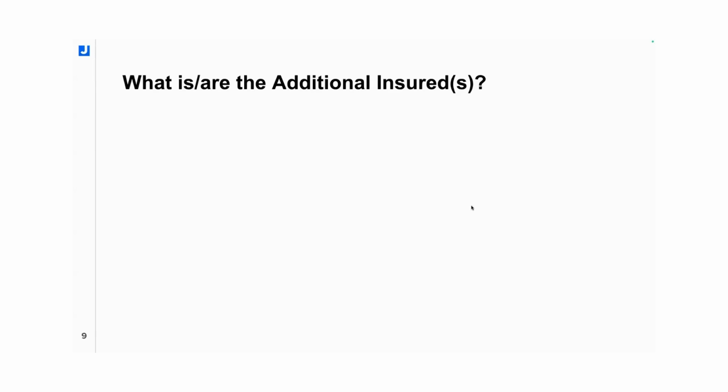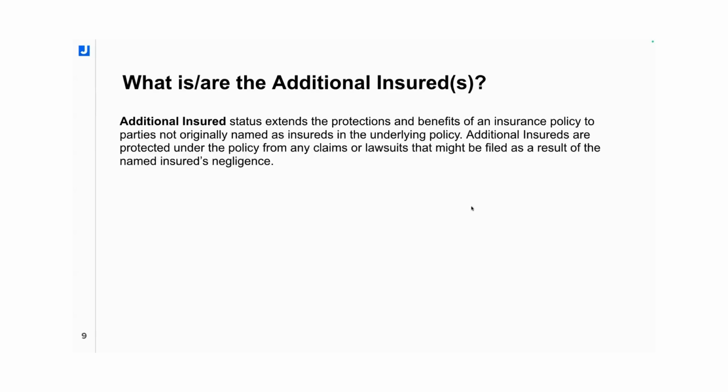All right, now let's talk about additional insureds. I'm starting with some entities here and some common questions. These come up a lot as issues on Jones. Additional insureds are people who are included. The protections and benefits of an insurance policy are extended to them when they are included.